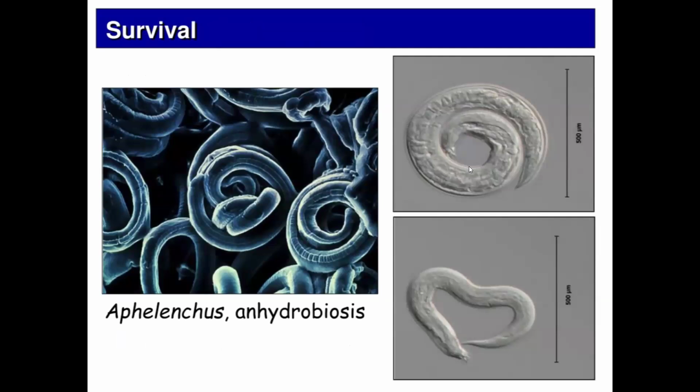So I wanted to show you pictorially one of their survival strategies. This nematode here is called Aphelenchus. And Aphelenchus has the ability to carry out what is known as anhydrobiosis. And anhydrobiosis is the ability of an organism to lose almost all the water it has in its system and enter into a state of reversible metabolism.